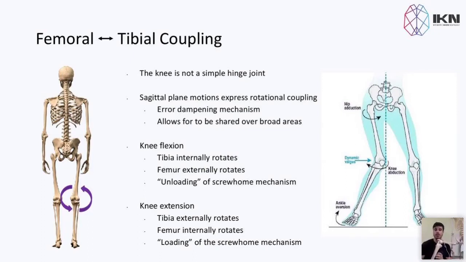So this is important to consider in the context of that valgus. A valgus movement of the knee is when the femur internally rotates and the tibia externally rotates. So we see that kind of gapping of the medial portion of the knee.